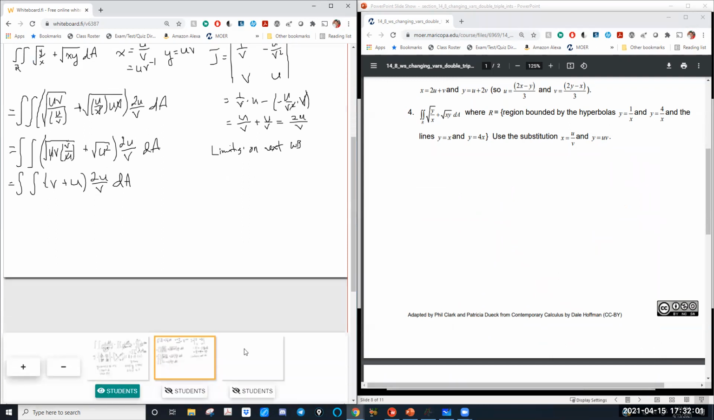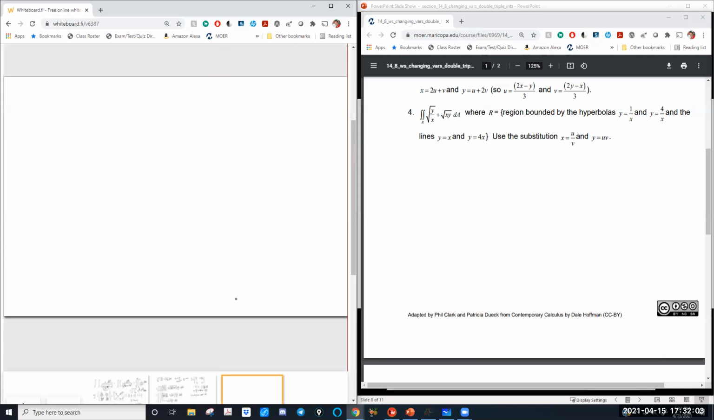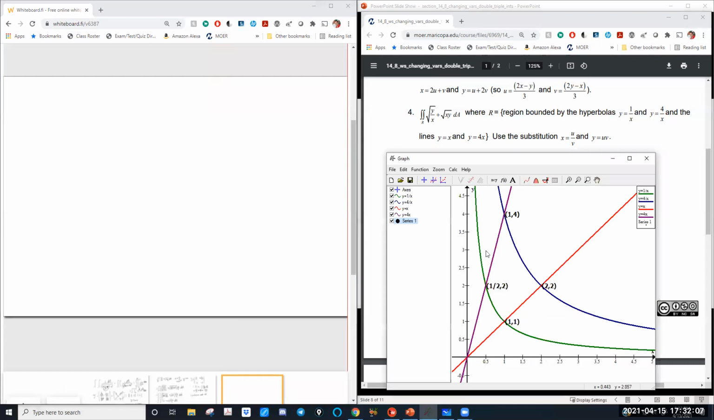All right. Let's give ourselves some space. All right, here's what we need to do. And I lost my graph. Sorry about that. Notice I already put on the intersection points ahead of time.